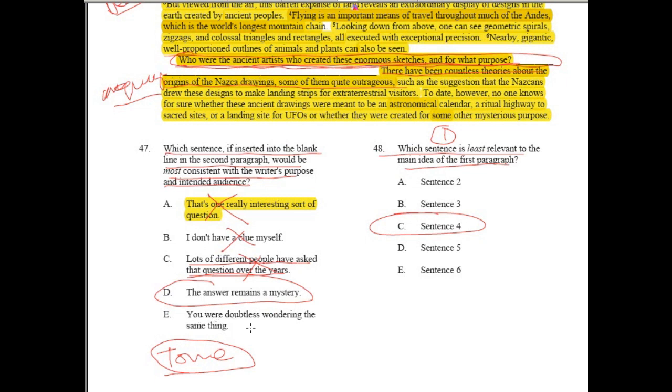E, you were doubtlessly wondering the same thing. That's out. D fits in terms of tone. D fits in terms of context. Therefore, D is correct. Okay, wow.